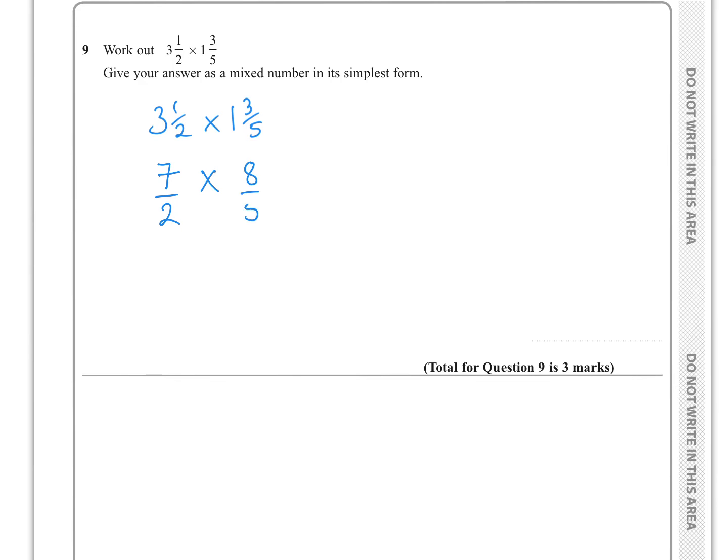So that's 8/5. When we multiply fractions, multiply the numerators and then multiply the denominators, and that's going to give us 56/10, which is equivalent to 28/5. Now, how many 5s go into 28? Well, that's 5 whole ones and 3/5 left over. And then we've got our answer as a mixed number in its simplest form.